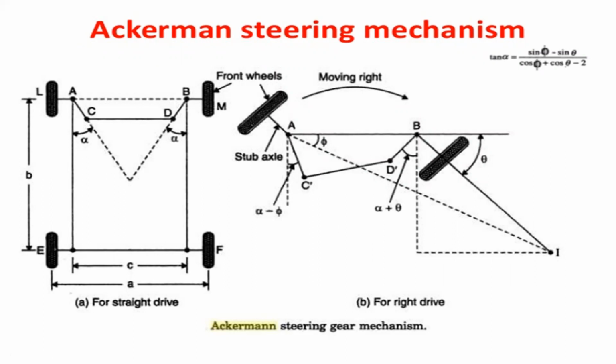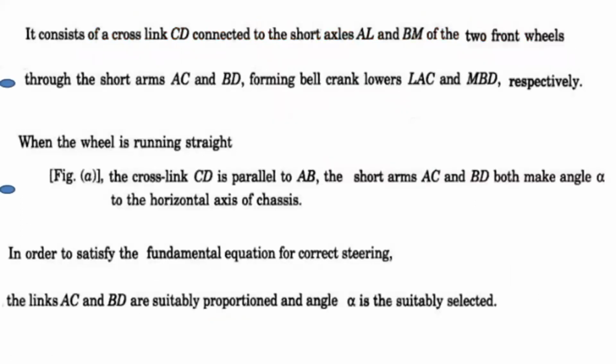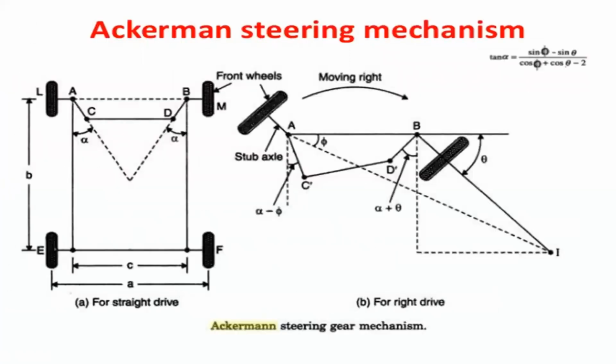You can see the diagram. So what is the Ackermann steering? The Ackermann steering gear has sliding pairs and fulfills the fundamental equation of correct gearing at the middle point and at the two extreme positions of the wheels of automobile vehicles. You can see that diagram.